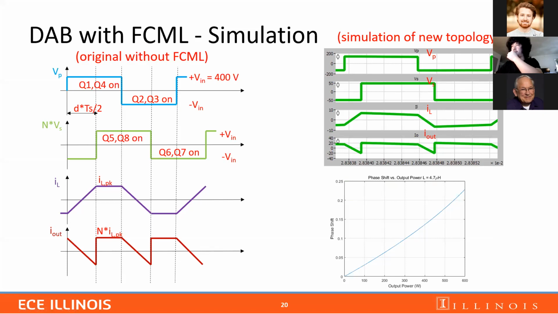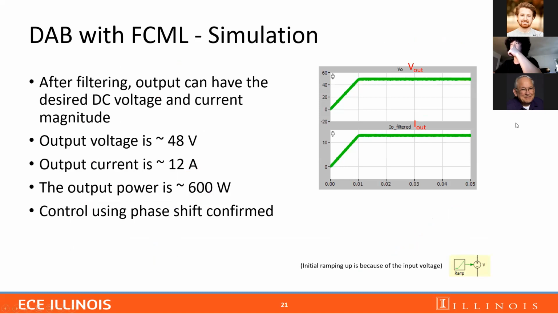And we want to see if we can control the output power using the phase shift. So we fixed the inductor value to 4.7 microhenry. Then using the output power and output voltage, we can calculate a phase shift, which is 0.22, to achieve the output power. Using this phase shift in the simulation, we can see that the output voltage after filtering is 48 volt, and the output current is around 12 amps, which means that the output power will be 600 watt. This confirms that controlling using a phase shift is working.